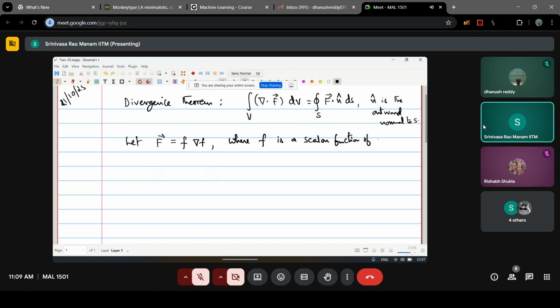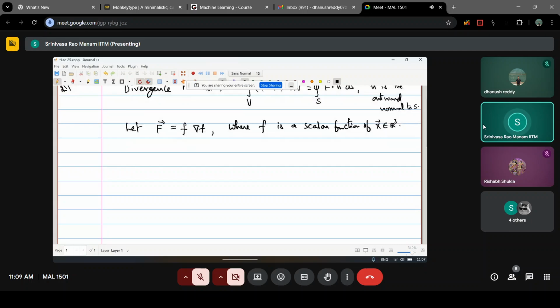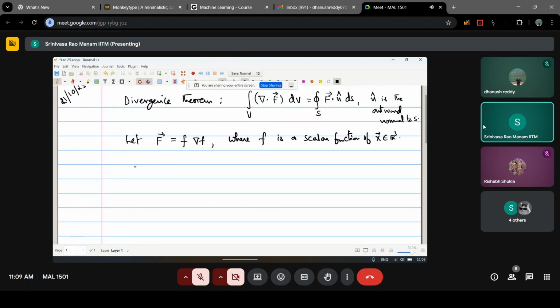A function of x, y, z, where x is the x bar in R3. So this is what you take, and you put it into the divergence theorem. What you get is, over V, del dot f grad f dV, equal to the integral over S of f grad f dot n cap dS.